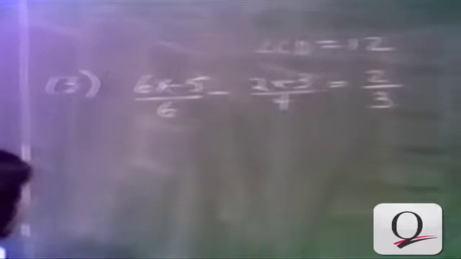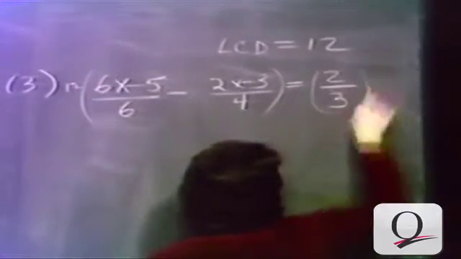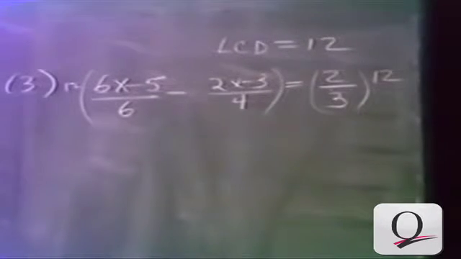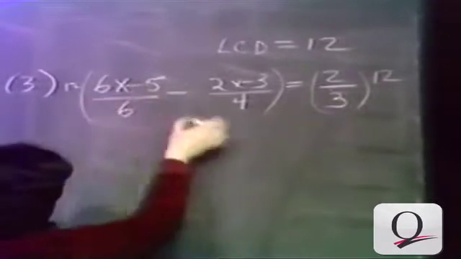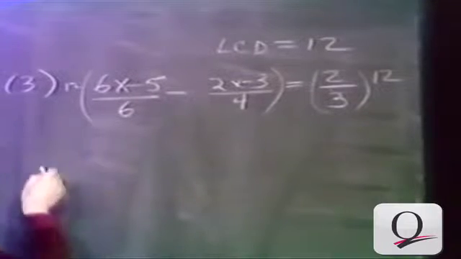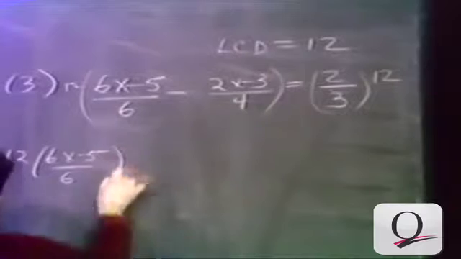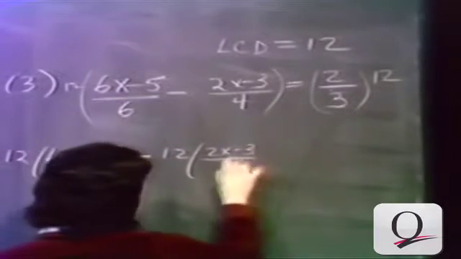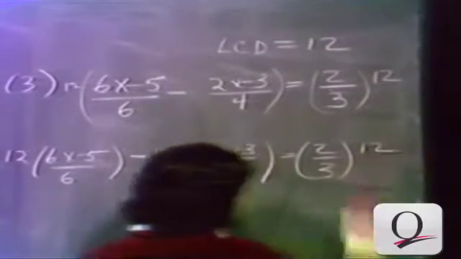We now multiply both sides of the equation by 12. This will clear all fractions, and then we'll have just a regular equation without fractions, which we already know how to handle. So let us distribute the 12 here through. Okay, multiply this by 12, take away this times 12. Okay, 12 times 6x minus 5 over 6 minus now 12 times 2x minus 3 over 4 equals 12 times 2/3.